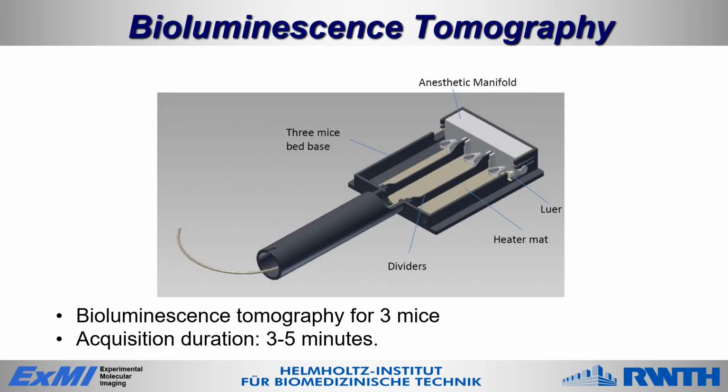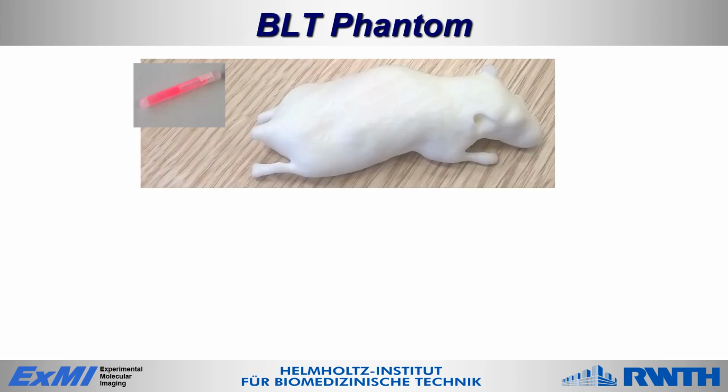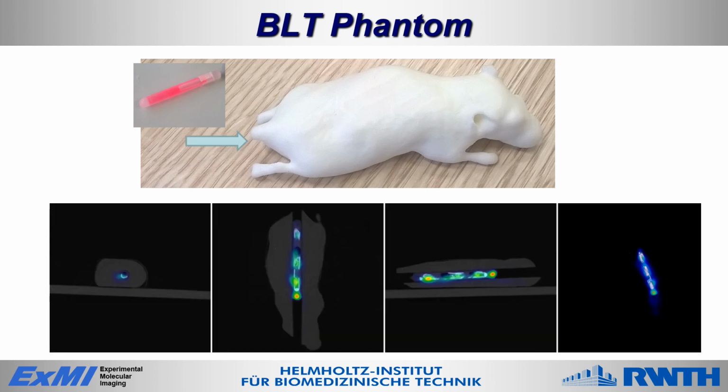We also evaluated the bioluminescence tomography features using a 3 mouse bed. The acquisition takes around 3 to 5 minutes. We used a 3D printed mouse phantom for BLT imaging and inserted a brake light stick into the rectum, a hole in this phantom. The reconstructed image data showed a nice co-localization of the BLI source here in 3D, close to the brake light stick, as we hoped for.